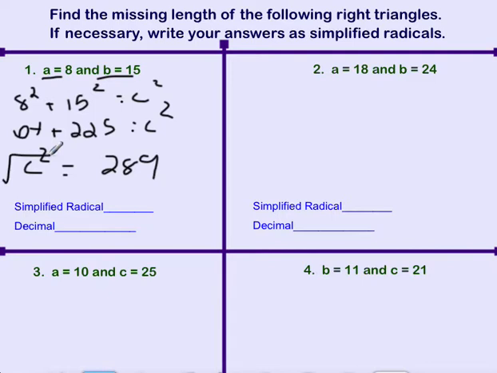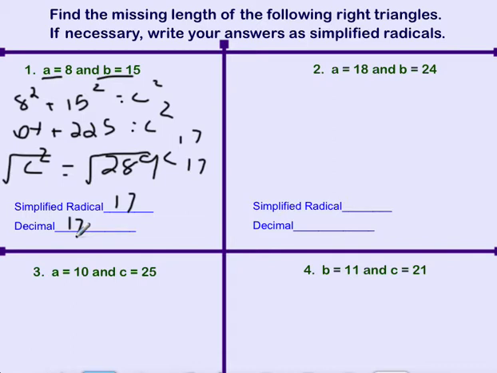So to undo that, you're going to take the square root of both sides. And luckily enough for us, the square root of 289 is a whole number. So we don't even have to simplify the radical because 289 breaks down to 17 and 17. So the simplified radical is 17. Now, when it asks you for a decimal, that's a lot of times when we don't have a simplified radical. That's kind of like our estimate. But since it does simplify to be a whole number, our decimal is just 17.